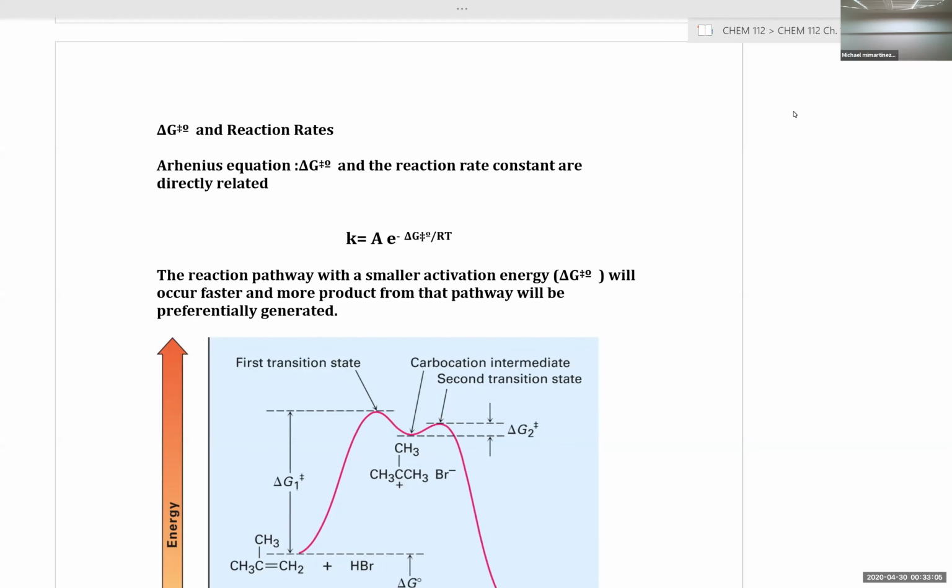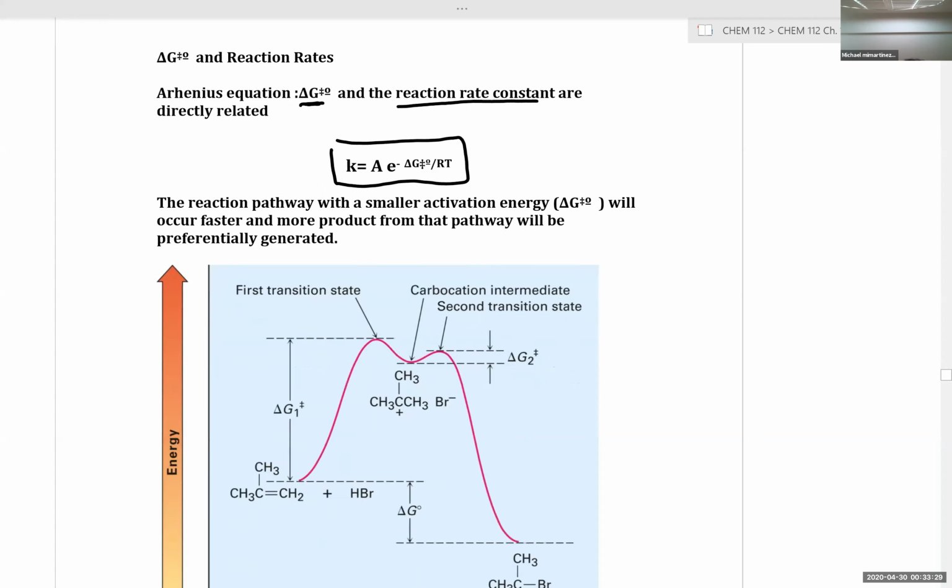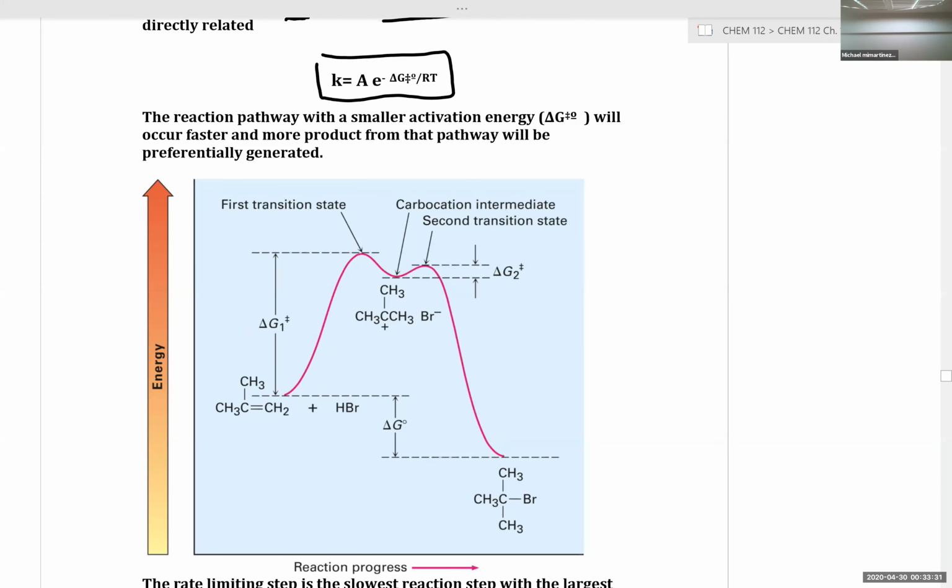Okay, so when we last left off, we were discussing the idea of activation energy and reaction rates. Well, the Arrhenius equation relates the activation energy to our reaction rate constant. So this is the following relationship. You should have seen this in Chem 102, General Chemistry 2. The key point that we're trying to take away from this idea of activation energy is that the reaction pathway with a smaller activation energy will occur faster and more product from that pathway will be preferentially generated.